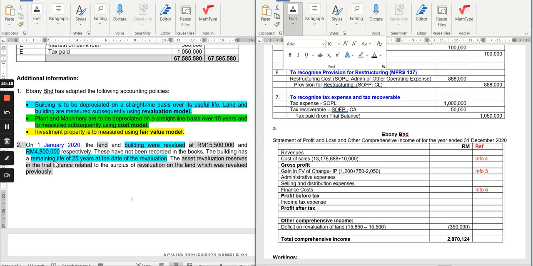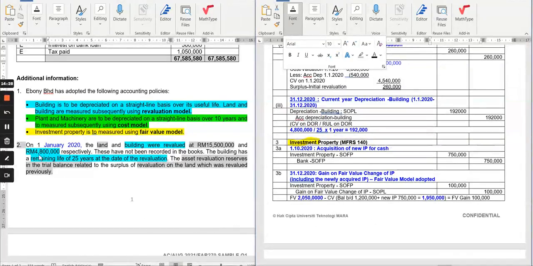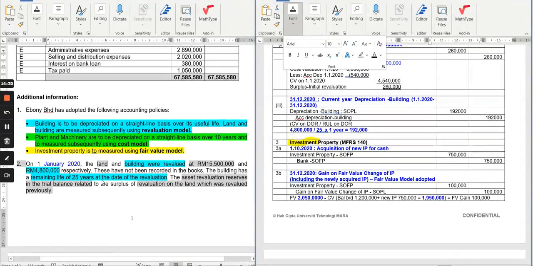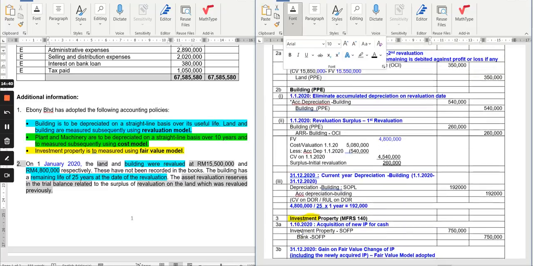The building was revalued to 4.8 million, and you need to compare the fair value here with the carrying value. And the building has a remaining useful life of 25 years on the date of revaluation, meaning that on 1st of January 2020, the remaining useful life was 25. So let's see what we need to do.